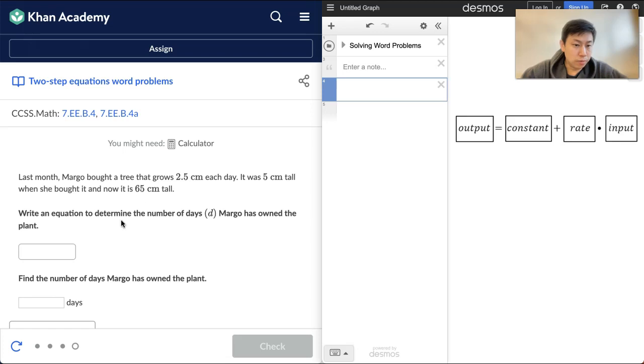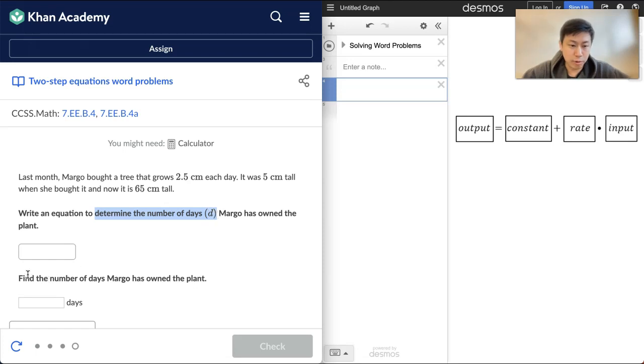All right, so last month, Margot bought a tree that grows 2.5 centimeters each day. It was 5 centimeters tall when she bought it, and now it is 65 centimeters tall. Write an equation to determine the number of days, D, Margot has owned the plant. Okay, so as you're reading this, you can mark the text however you need to, but this right here is telling me what I'm going to be solving for: determine the number of days, D.